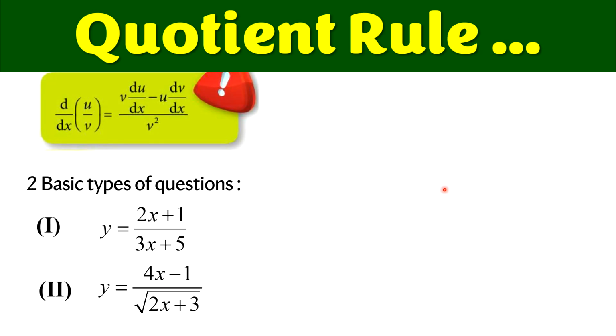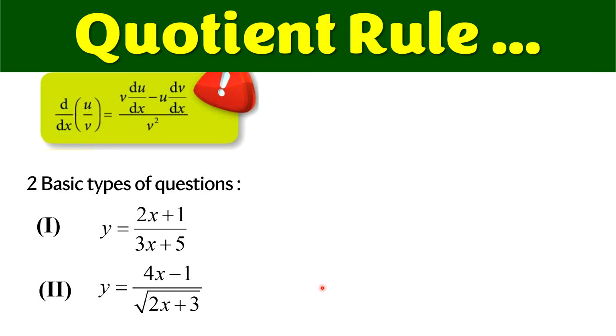Here are two basic equations that you need to know when applying quotient rule, especially the second one. Now, this equation will require the skills that I've covered in chain rule and product rule, whereby you need to know how to manipulate the term involving surd, or rather square root.